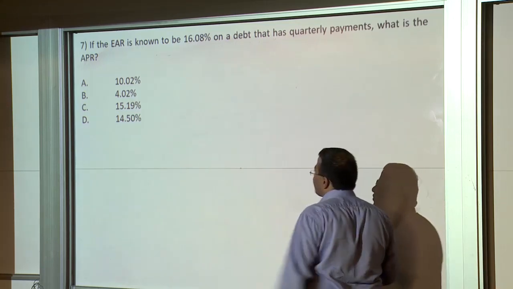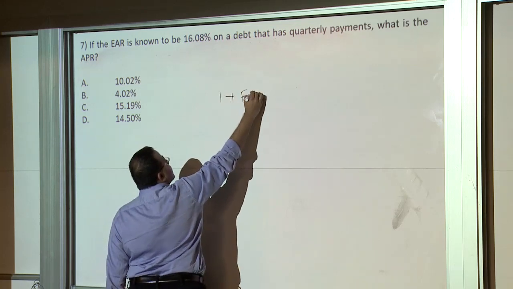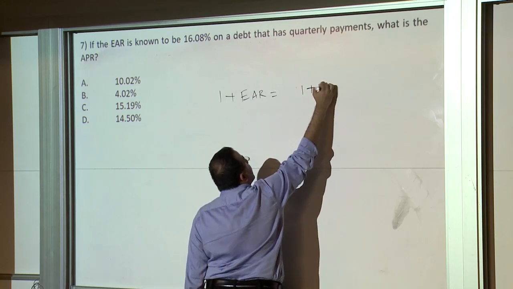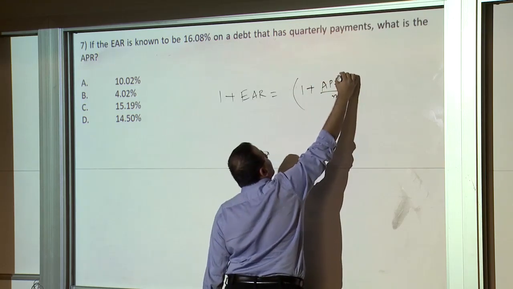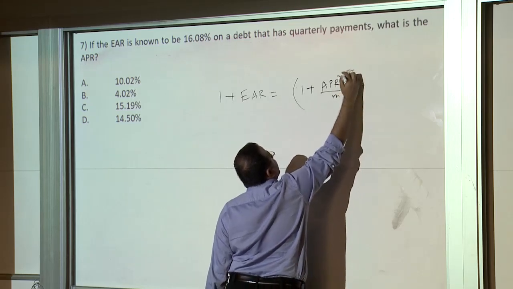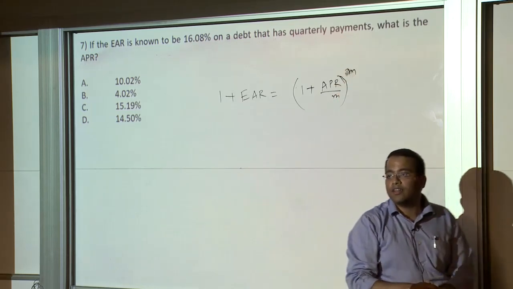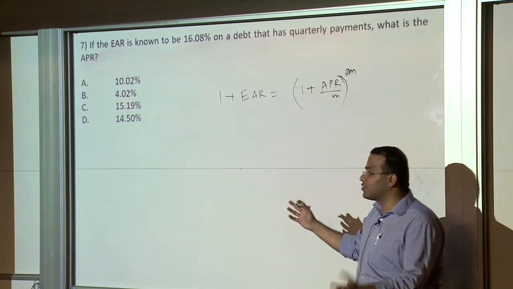So there are several ways. The first is you can just use a formula. There's a formula which can directly do this for us: 1 plus EAR is equal to (1 plus APR divided by M) raised to M, where M stands for the number of compounding periods in a year. In this case, M would be equal to 4. So you can solve this equation.